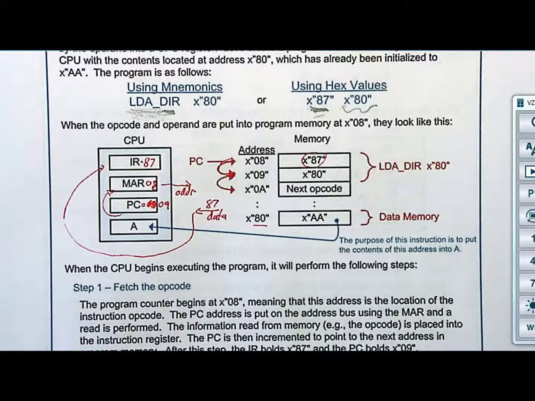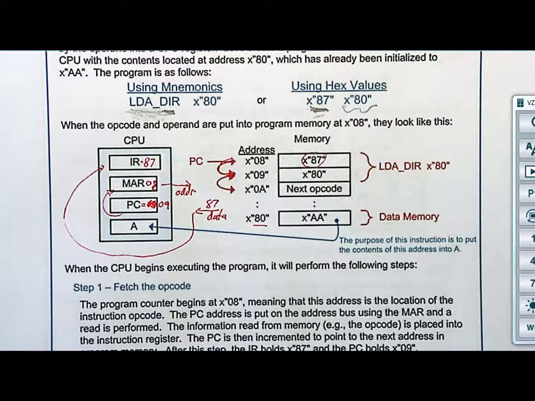Bam! Okay? What did I learn by decoding 87? I learned it's a load A, comma. It is load A with direct addressing. That means the next location in memory is an operand, and that it's an address of where to go get the information to load into A. I learned a whole pile. So we need to first go get the operand.